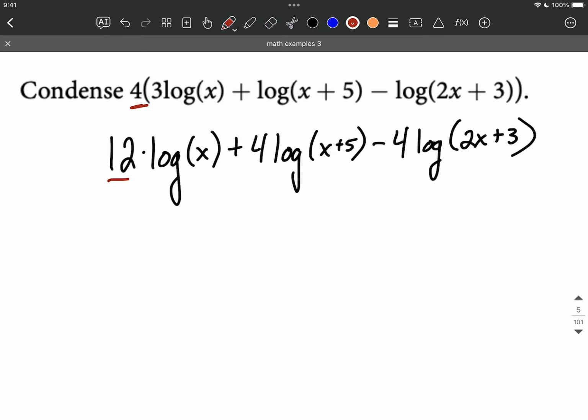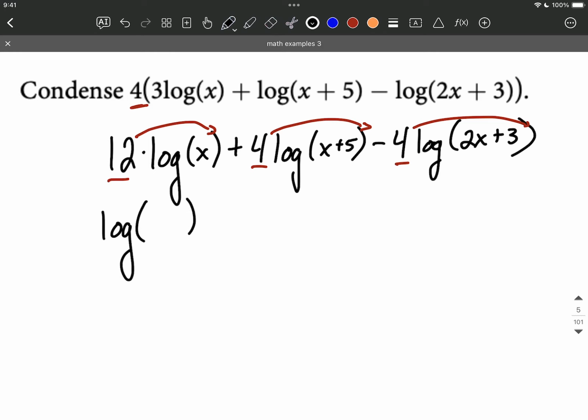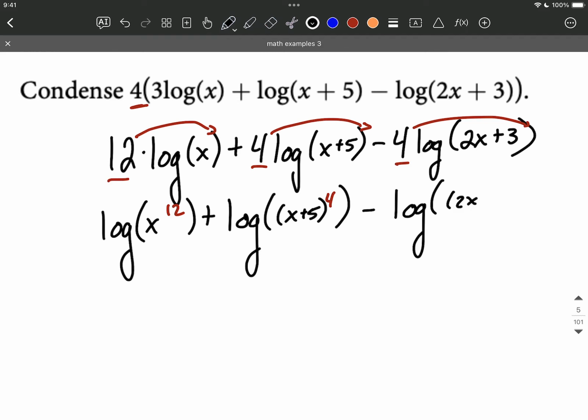The next thing is we have numbers out in front. We want those to be ones out in front, so let's go ahead and move these coefficients up into the exponents. Just attach them to everything that's on the inside there. So very similar to our previous example, we get log of x to the 12th power plus, we want that 4 to move up, so it's going to be log of x plus 5. Everything on the inside is now going to be raised to the 4th power here as well, minus log, and then 2x plus 3 is going to get raised to the 4th power.